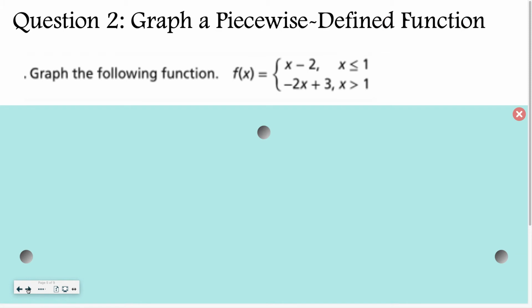All right. I want you to take a moment to practice graphing on your own, okay? So graph the following function. F of x equals x minus 2 when x is less than or equal to 1, and negative 2x plus 3 when x is greater than 1. Good luck.